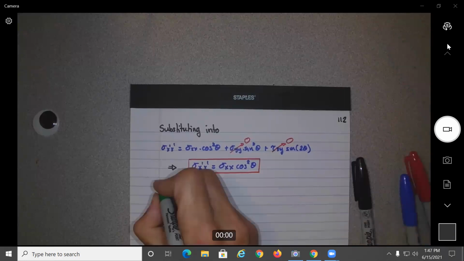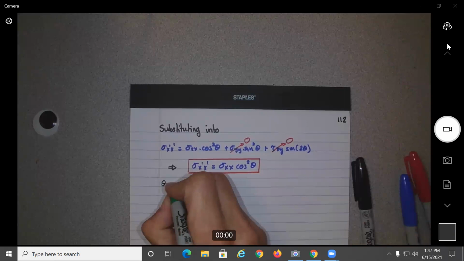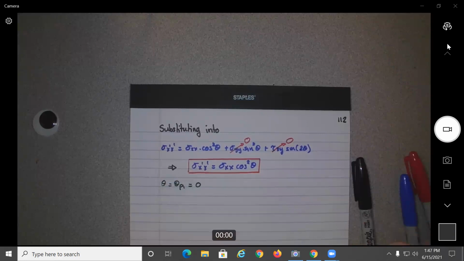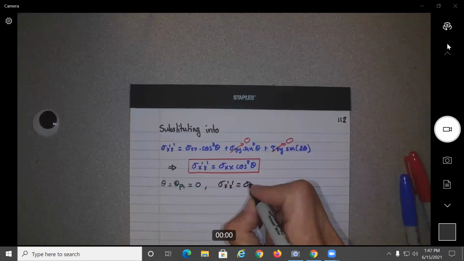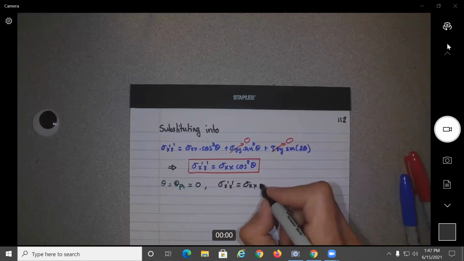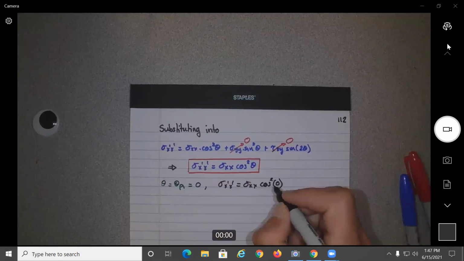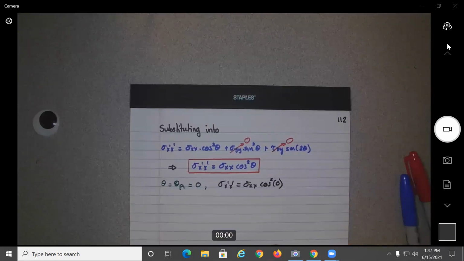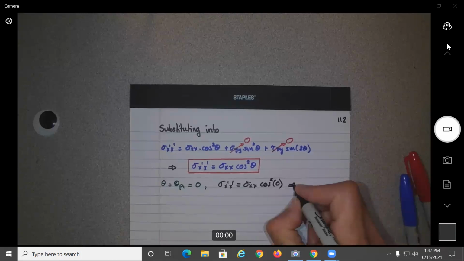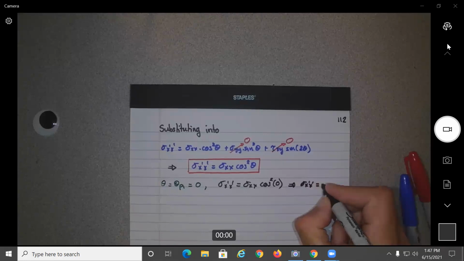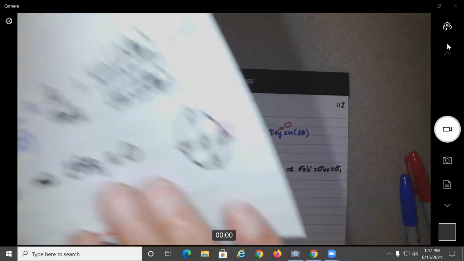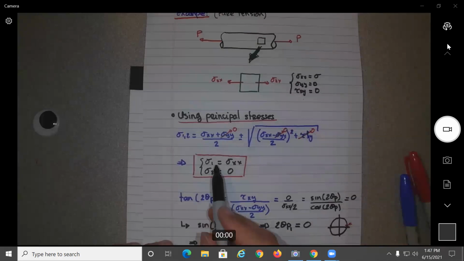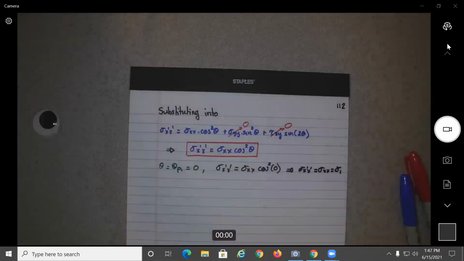So we are left with sigma x prime equal to sigma x cosine squared theta. So like always, if theta equals theta p1, which is equal to 0, what are we going to get? Sigma x prime equals sigma x cosine squared of 0. So this will give you sigma x prime equal to sigma xx. And in this case, this will be the sigma 1, because that was our value here. Sigma principal 1 is equal to sigma xx. So it's the same thing.